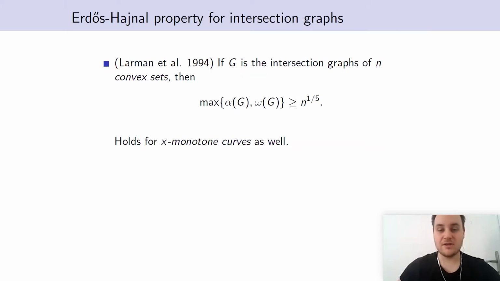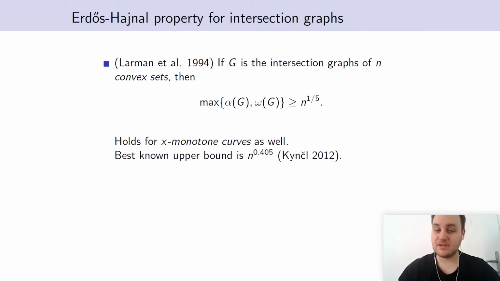Immediately one can ask how good this lower bound n to the 1 over 5 is. The best known upper bound is due to Kynčl, who proved an upper bound of n to the 0.405. So there is still a huge gap between the lower and upper bound, and it is open what the right exponent is.